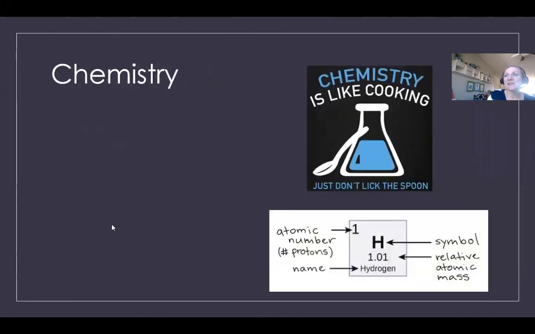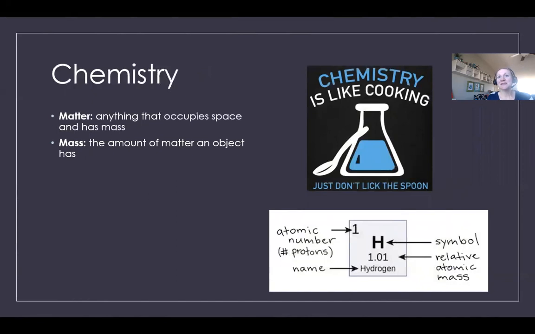Let's get going. So chemistry is, if we get my PowerPoint going, the study of matter. And matter is anything that occupies space and has mass. Mass is the amount of matter an object has. Usually we measure this in grams. Elements are the simplest type of matter with unique chemical properties.